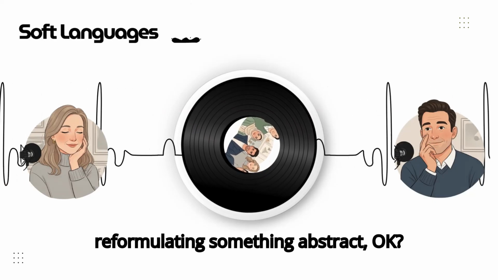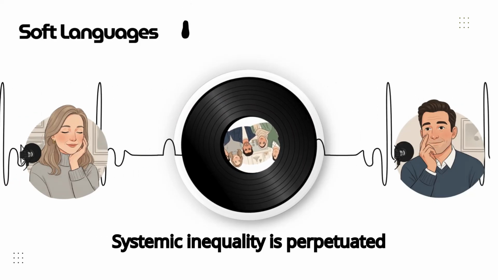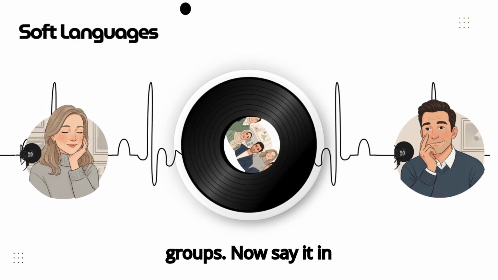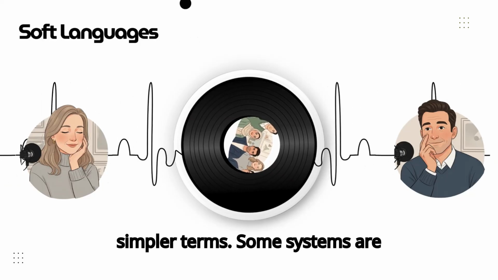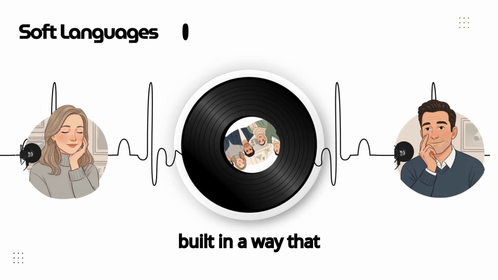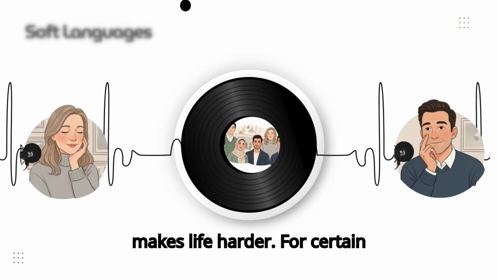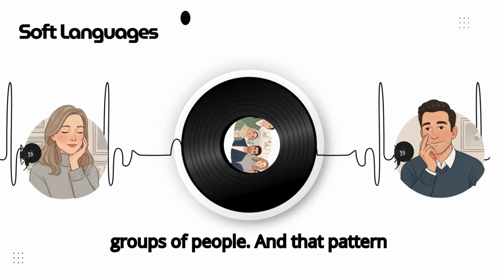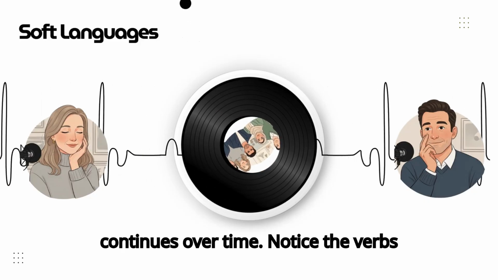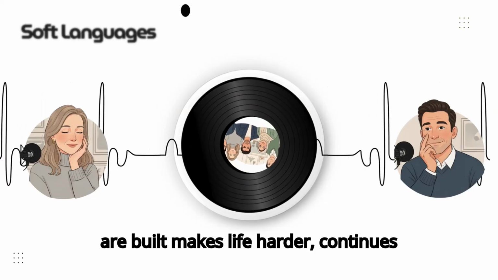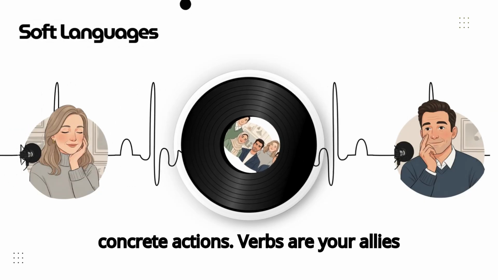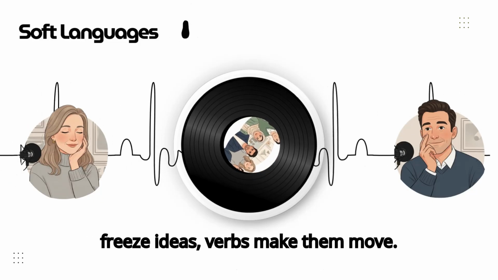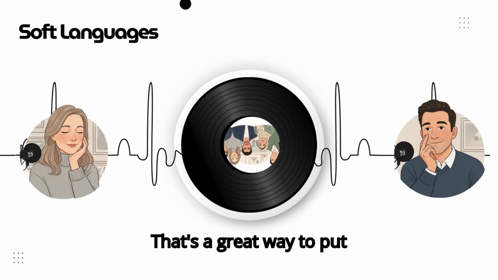Let's practice reformulating something abstract. Okay. Systemic inequality is perpetuated through institutional structures that disproportionately disadvantage certain groups. Now say it in simpler terms. Some systems are built in a way that makes life harder for certain groups of people, and that pattern continues over time. Notice the verbs are built, makes life harder, continues, concrete actions. Verbs are your allies when simplifying. Because nouns tend to freeze ideas, verbs make them move. That's a great way to put it.